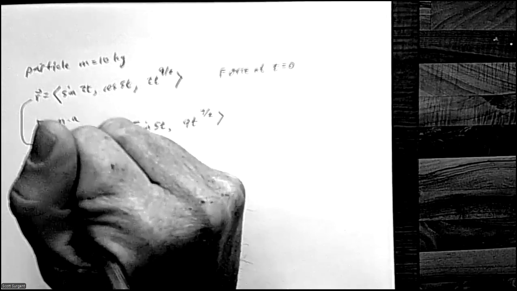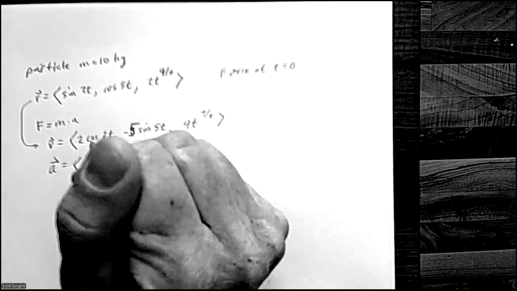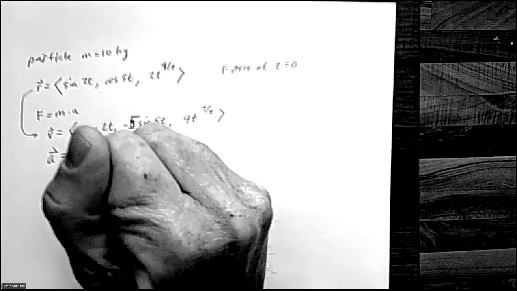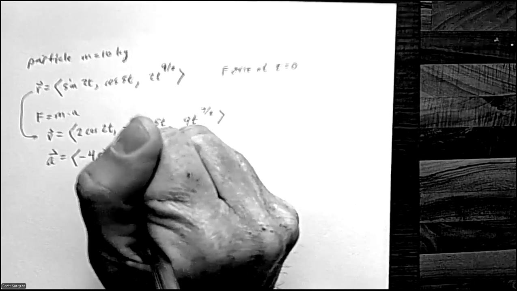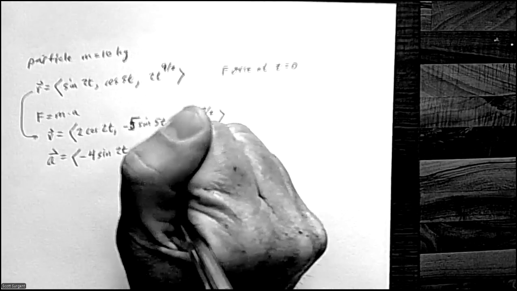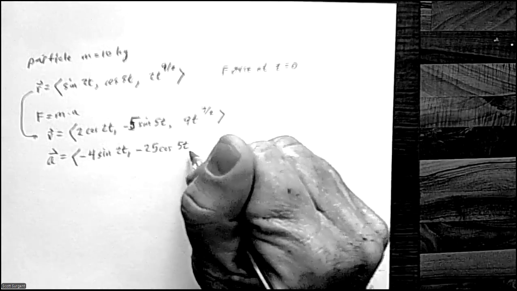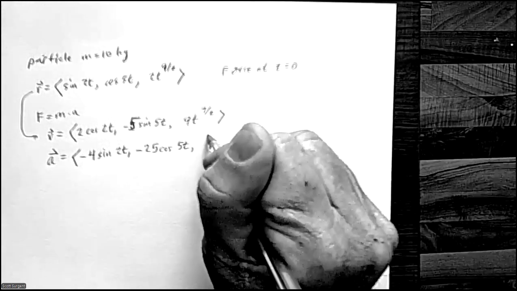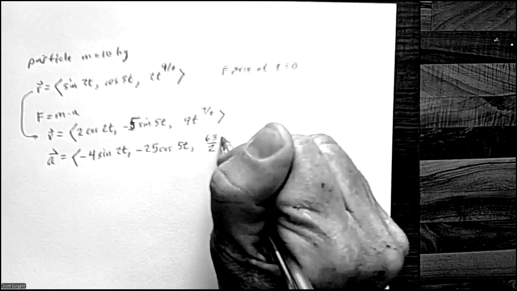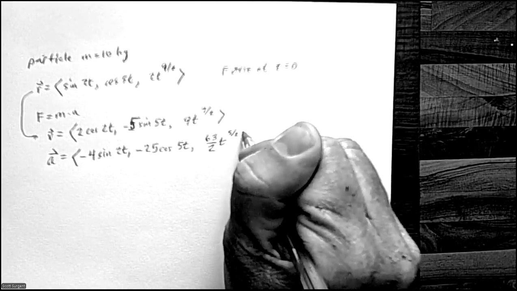Making sure I did that. No, that's not right. Is that right? Yeah, it is right. And then we got to do it one more time. What do we get here? Negative 4 sine 2t, negative 25 cos 5t. I do this one more time. That's going to be 63 over 2t to the 5 halves.